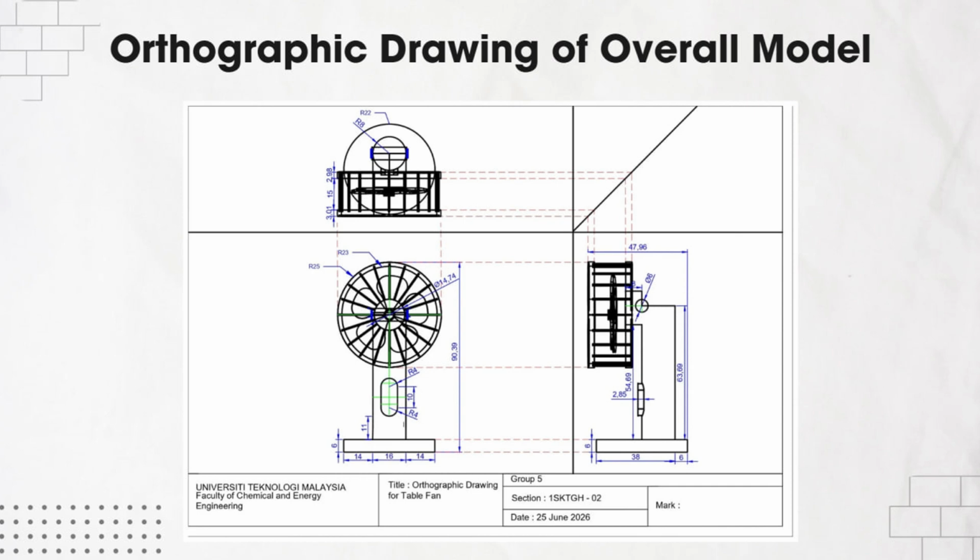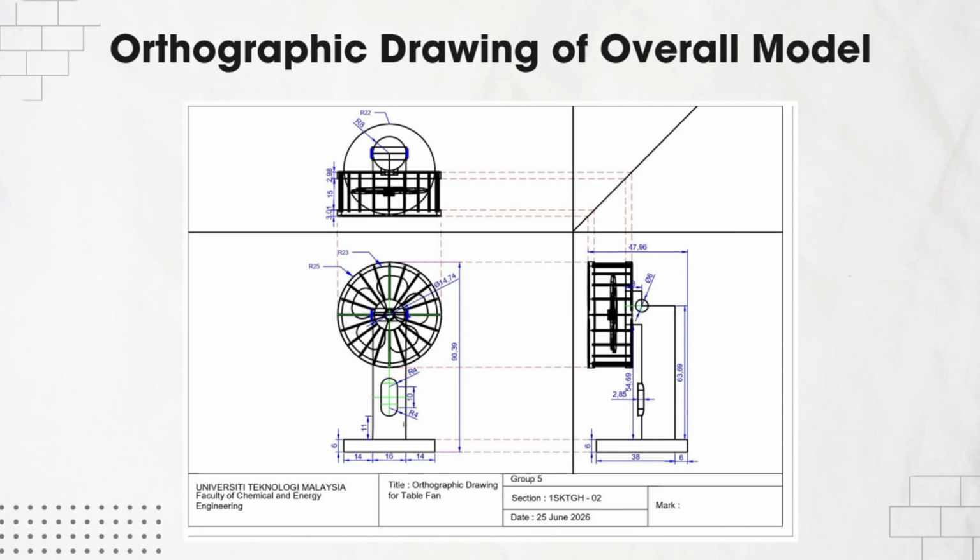For the front view, our group included the dimensions of the fan guard, where the outer radius is 25mm and the inner radius is 22mm. The fan blade diameter is approximately 147.40mm, while the stand and the base dimensions are also included. For the side view, the overall height of our table fan is approximately 90.39mm with a base width of 44mm. This view also shows the position of the motor and the connection between the fan guard and the fan stand.